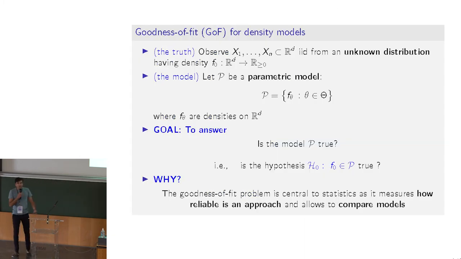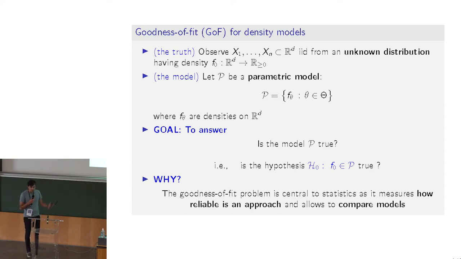The background is really simple. The true density is seen with the help of a random sample of i.i.d. random variables, X1 up to Xn, distributed according to a density f, which is unknown. I have a parametric model, denoted by capital P, and my aim is to estimate that density. But before that, I would like to know if my model is correct. That is equivalent to asking whether the true density belongs to the model. This will be my null hypothesis H0, characterized by the fact that the true density is in my model.